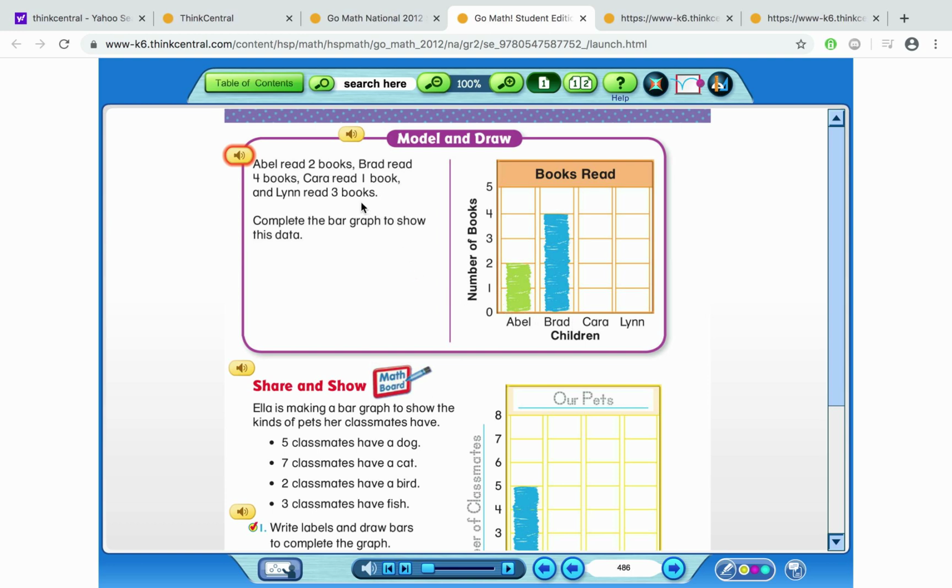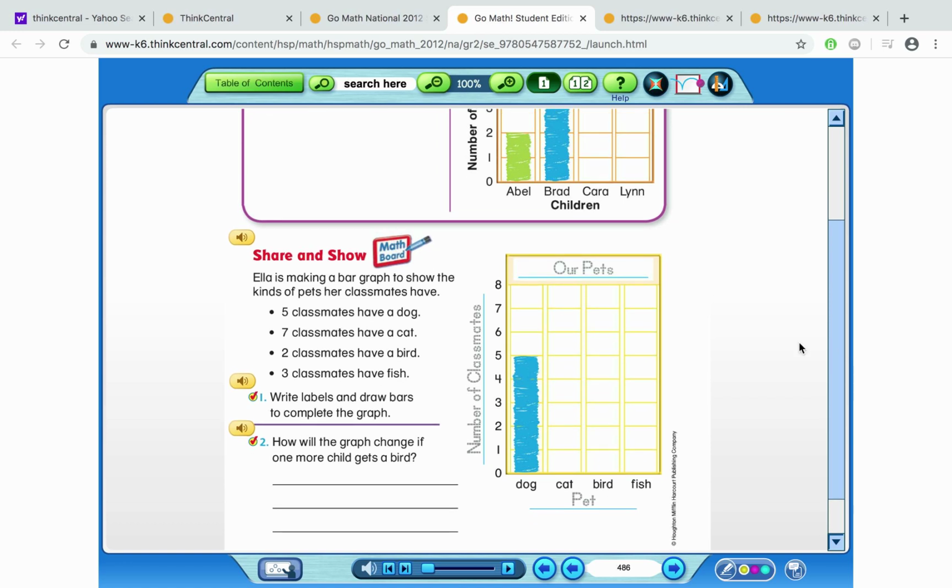And Lynn, we need some information on her. It says she read 3 books. So Lynn is going to get filled into 3 up there. The next thing you're going to do is share and show. Share and show. Math board.